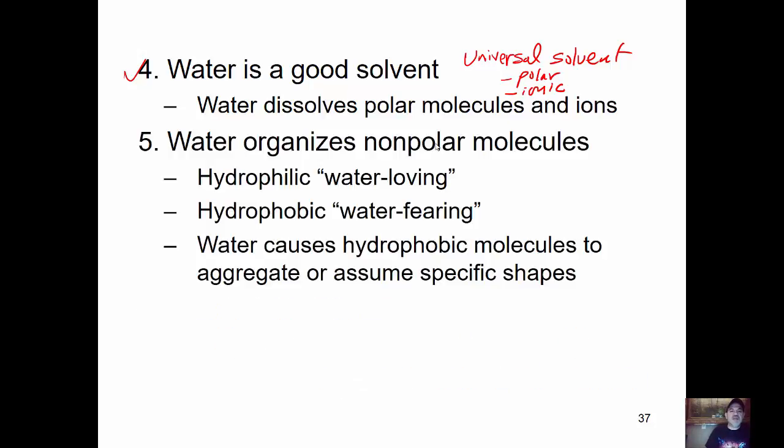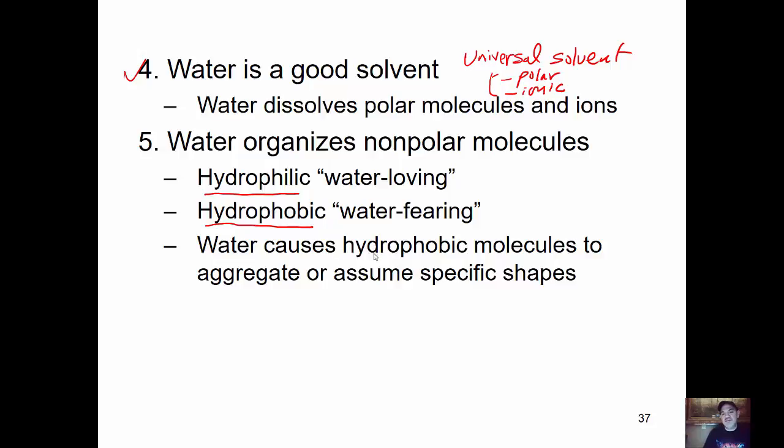Water also can organize nonpolar molecules. There are two terms here: hydrophilic, which means water-loving, and hydrophobic. I just finished talking about hydrophilic or water-loving substances. They were the two up here: polar molecules and ionic molecules. Many ionic molecules are hydrophilic and they can dissolve in water. But if you're a nonpolar molecule, say like oil or fat, those have no partial positive or negative ends. Those are not going to dissolve well in water, so they're referred to as hydrophobic, for phobia, water-fearing.